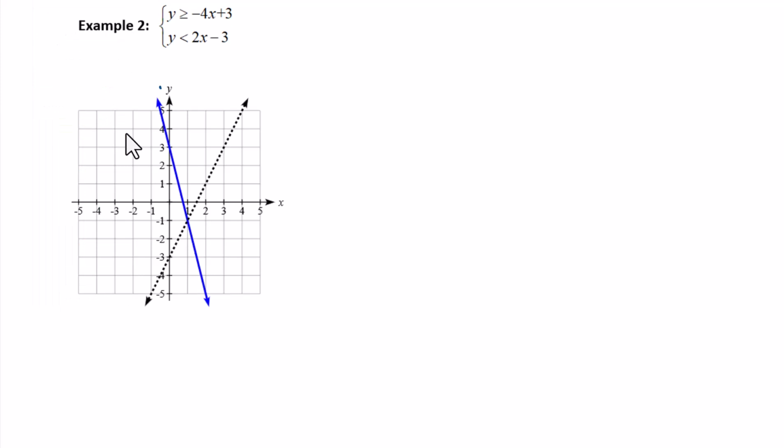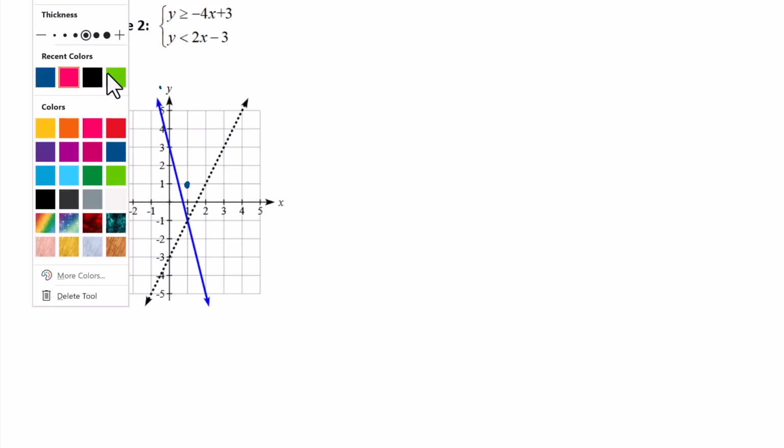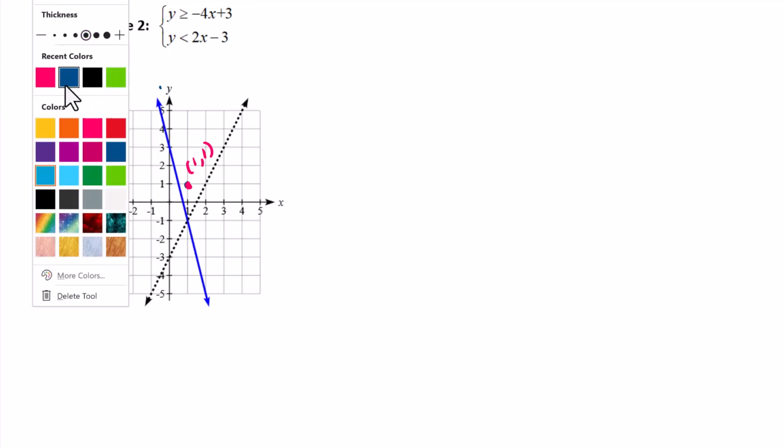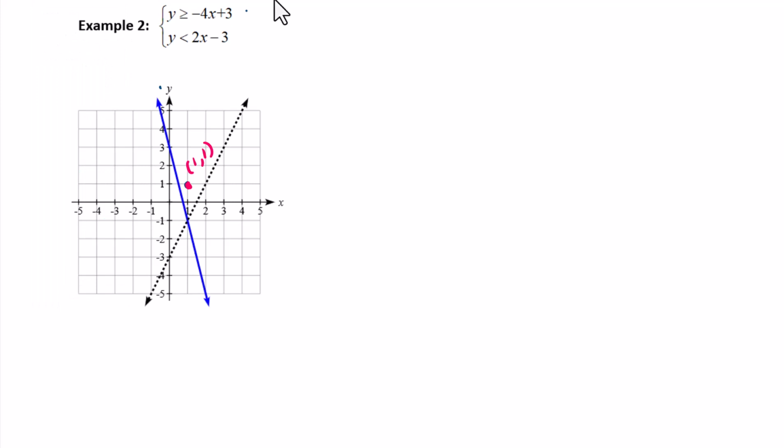So in example 2 we're going to pick the point that we want to use as a test point, and I'm going to say that maybe we should pick 1, 1. That's a very easy one to test. It's nice to substitute in. So 1, 1 is my test point. So for the first one, this blue line is my first inequality. So I'm going to substitute in 1, 1.